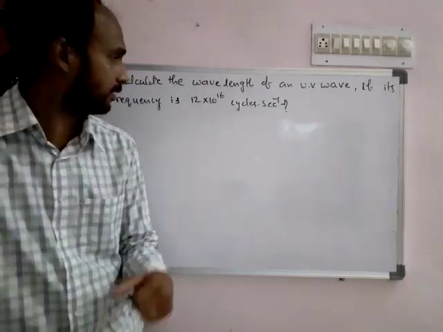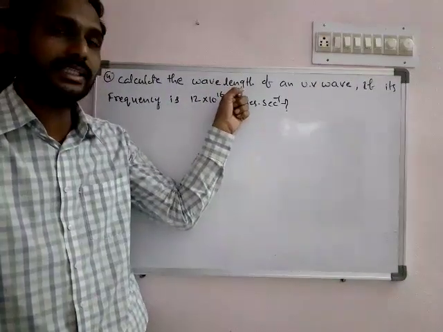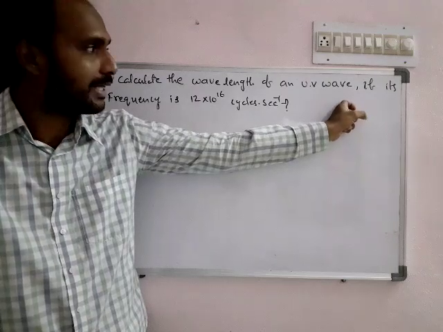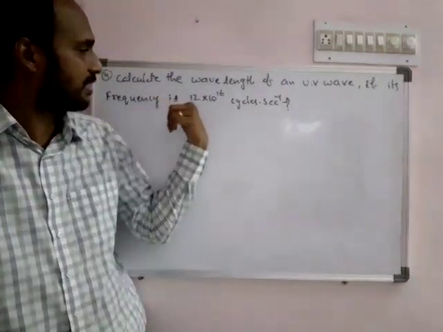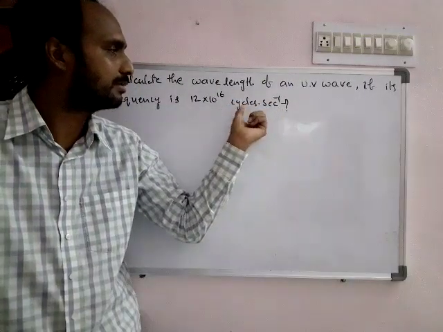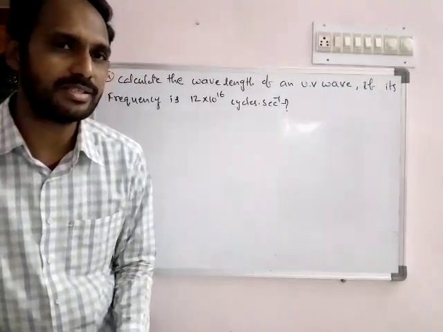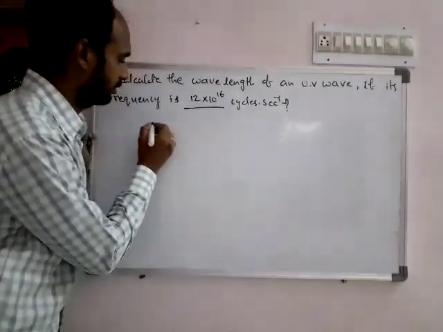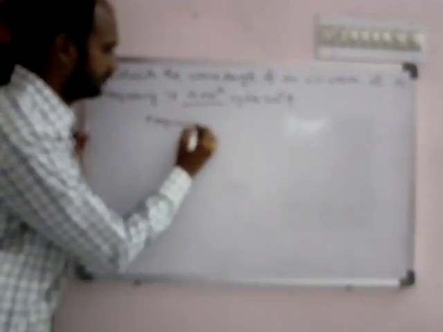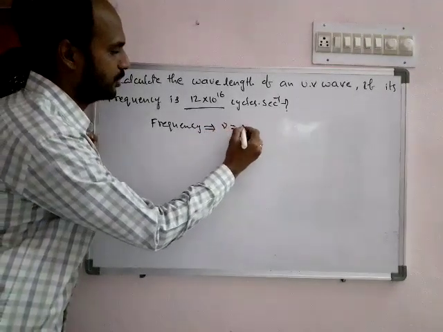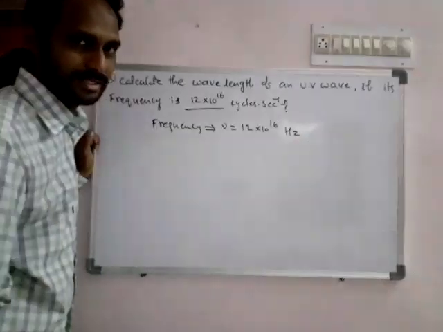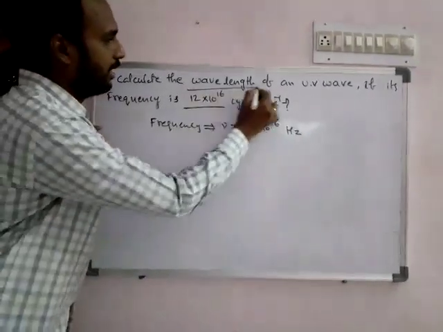Okay, next see the last one. So calculate the wavelength of an ultraviolet wave if its frequency is 12 into 10 power 16 cycles per second, nothing but hertz or the second inverse. The frequency is given, nu is equal to 12 into 10 power 16 cycles per second, nothing but hertz, no change in it. We need to find the wavelength.